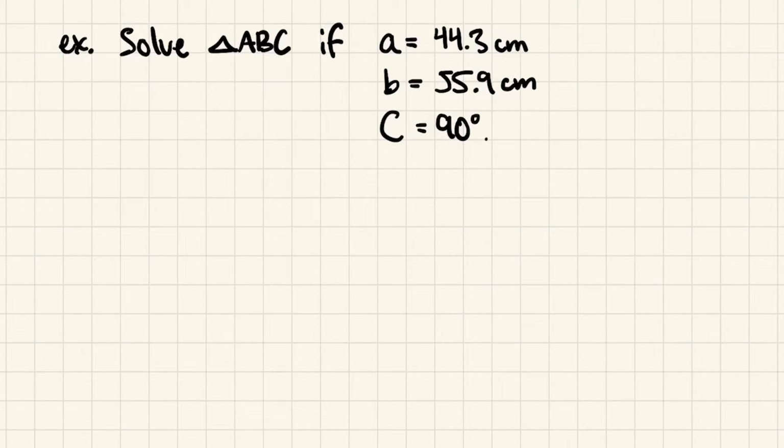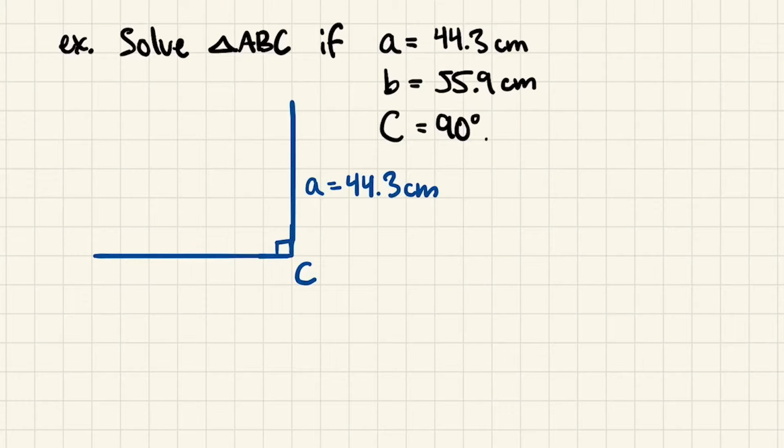Okay, here we have another triangle in need of solving. So let's try to draw it. We've got angle C, which is 90 degrees. And this time we're given 2 sides and no other angles. So we can say side A right here is 44.3 centimeters. And let's call side B over here 55.9 centimeters.